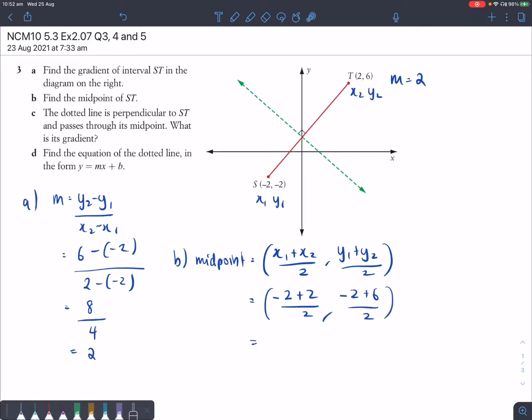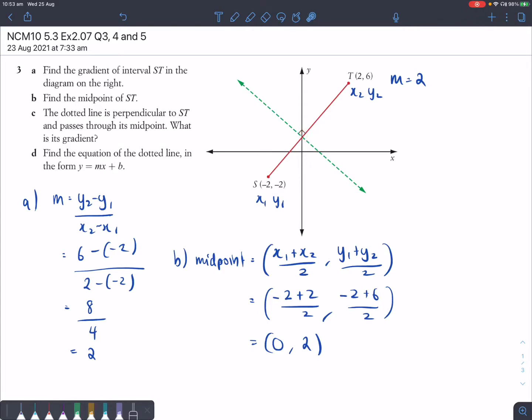So -2 plus 2 is 0. And you know that if 0 here is divided by the number 2, then it's just going to be 0. Next thing we're going to do is -2 plus 6. Now, -2 plus 6 is the same thing as 6 minus 2. 6 minus 2 is going to be the number 4. And 4 divided by 2 is simply 2. So we're just going to write 2 there. Okay? All right. So I found out the gradient of the line, and we found out the midpoint right there.